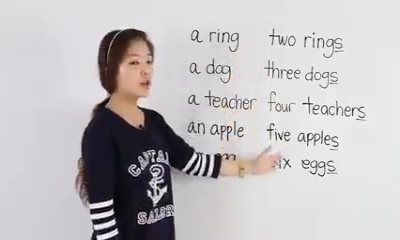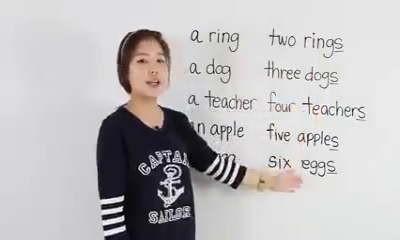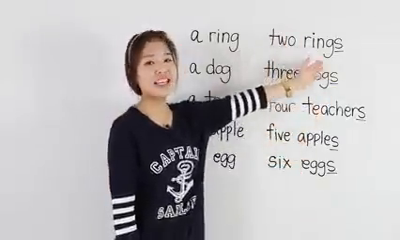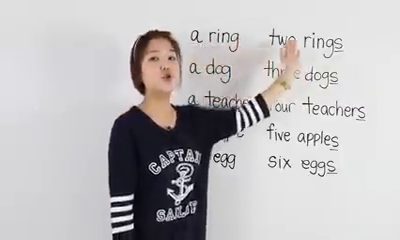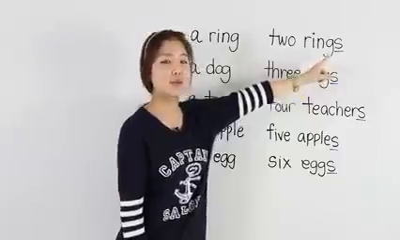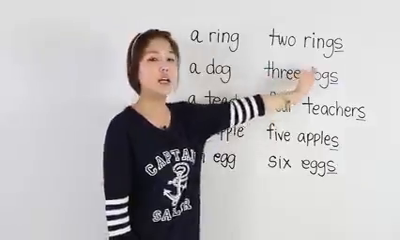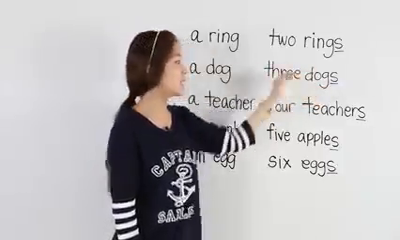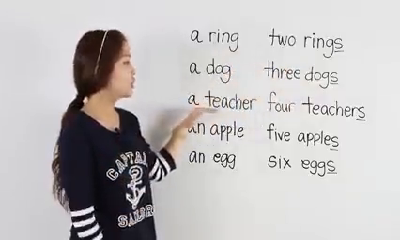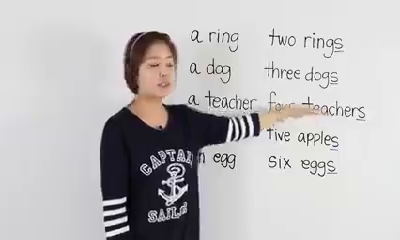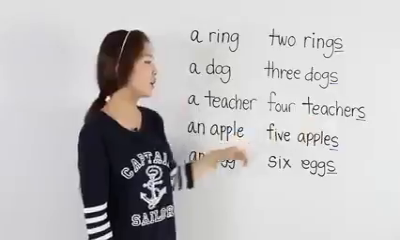Now, the nouns here, you just have to add an S. Okay, and we're going to go through them right now. 2 rings. Okay, we had one ring, a ring. Now we have 2 rings with an S. We had a dog. The plural is 3 dogs. Again, S, 3 dogs. A teacher, one teacher. 4 teachers. Don't forget the S, okay? You must not forget that.